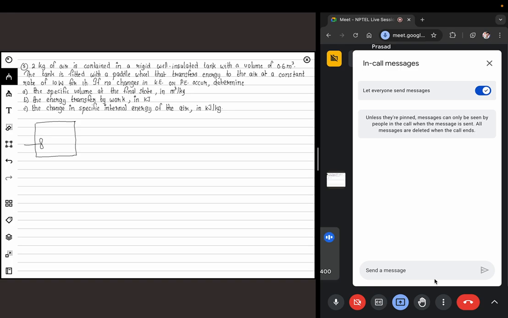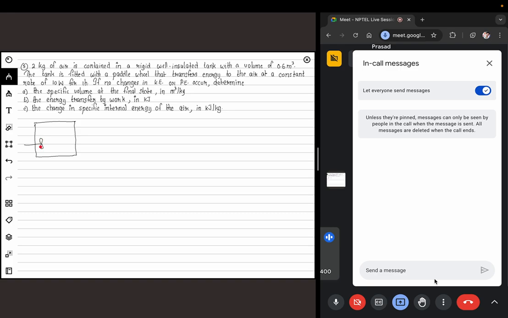If no changes in kinetic energy or potential energy occur, determine the specific volume at the final state, the energy transfer by work, and the change in specific internal energy of the air in kilojoule per kg. So what is happening here? What is happening with the paddle that is rotating here?